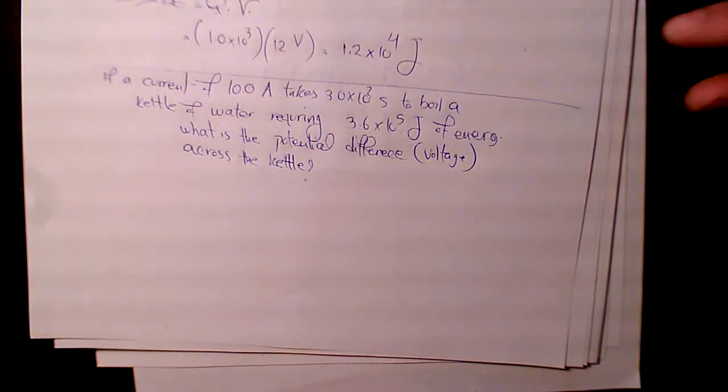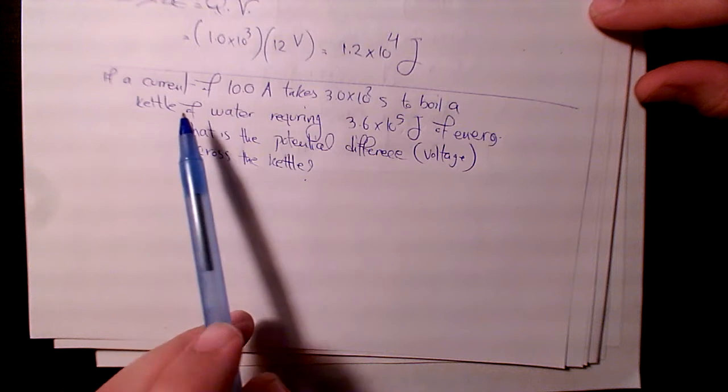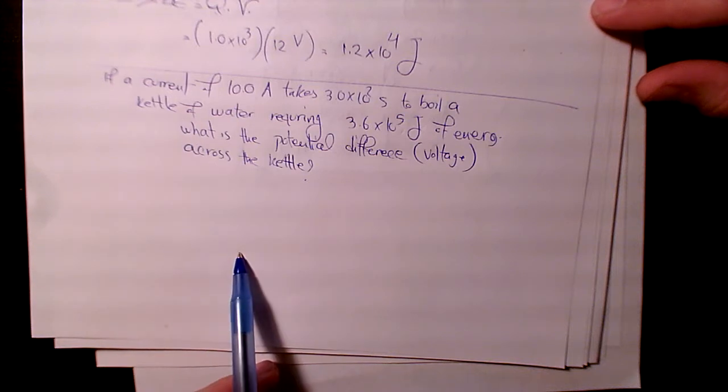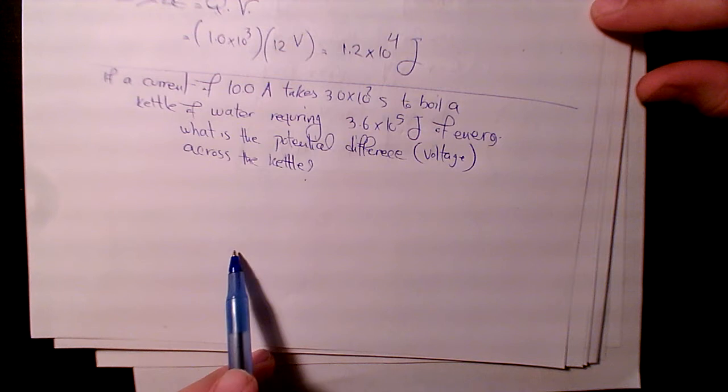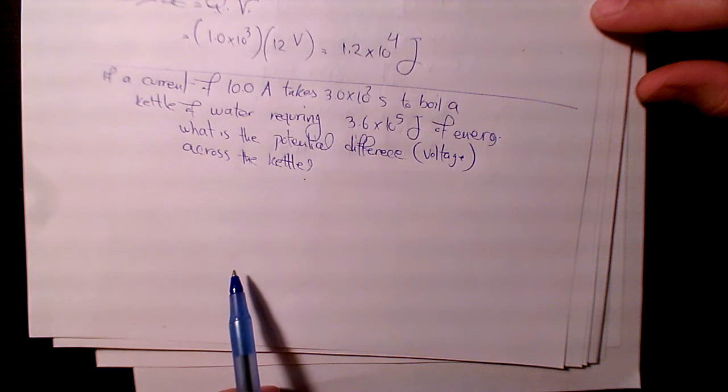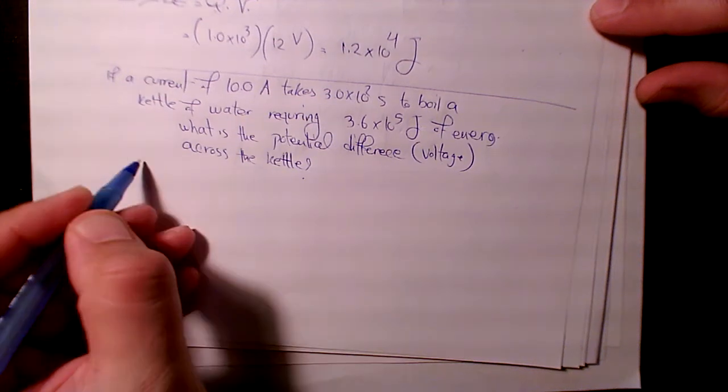Okay, let's do this example 2. If a current of 10 ampere takes 3 times 10 to the power of 2 seconds, or 300 seconds, to boil a kettle of water requiring 3.6 times 10 to the power of 5 joule of energy, what is the potential difference or voltage across the kettle?